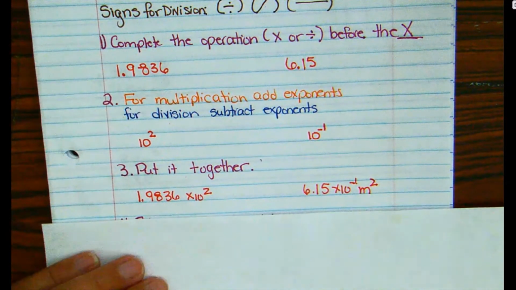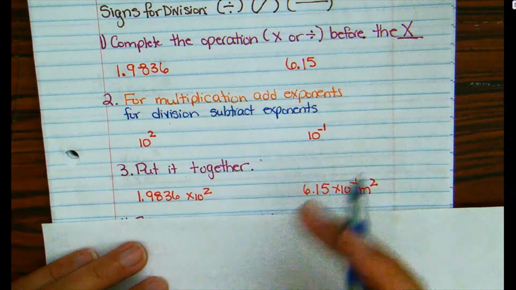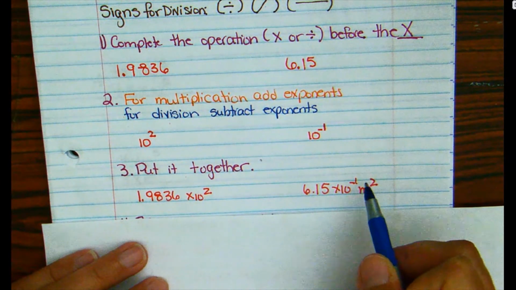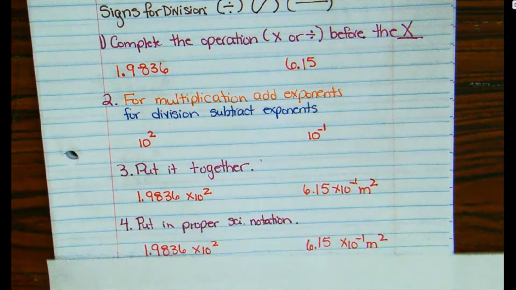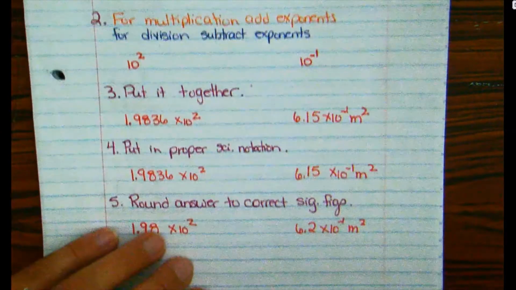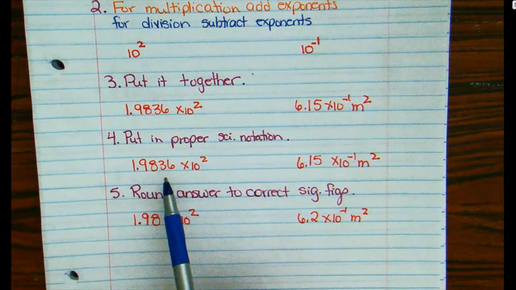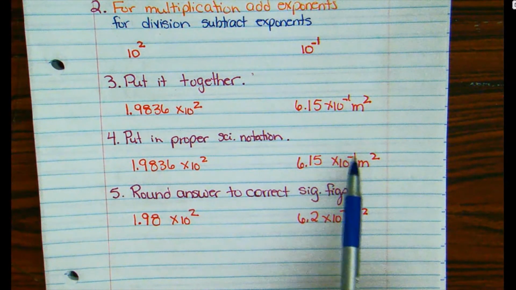So on this side, we have 1.9836 times 10 to the 2. And on this side, we have 6.15 times 10 to the negative 1. And don't forget to multiply your units so we end up with meters squared. Then you're going to put it in proper scientific notation. That's 1.9836 times 10 to the second, or 6.15 times 10 to the negative 1 meters, because you're putting it all together.